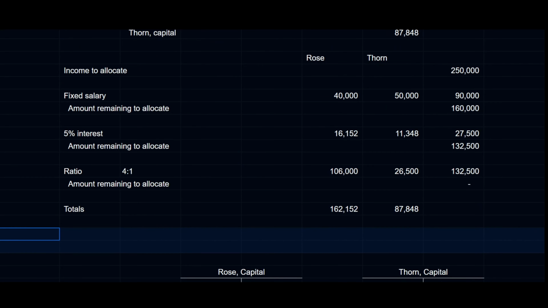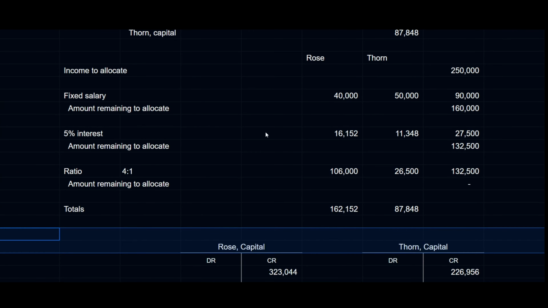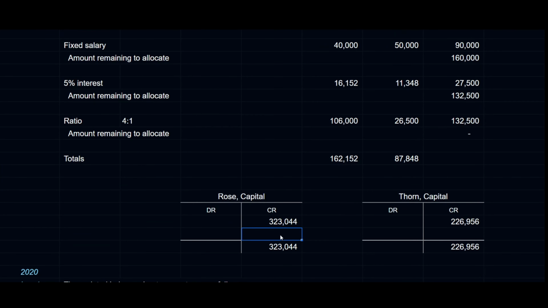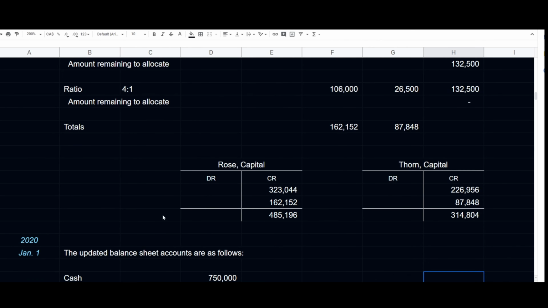Let's update the T accounts once again to keep track. Rose's capital account goes up by $162,152, and Thorn increases by $87,848. Let's move on to the next year.